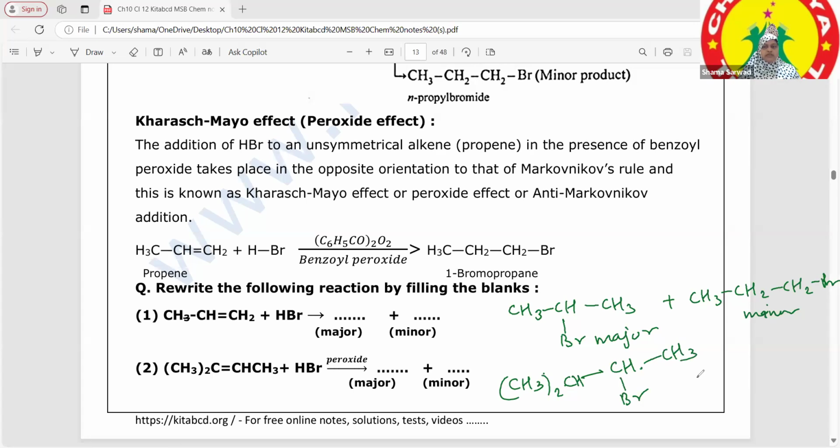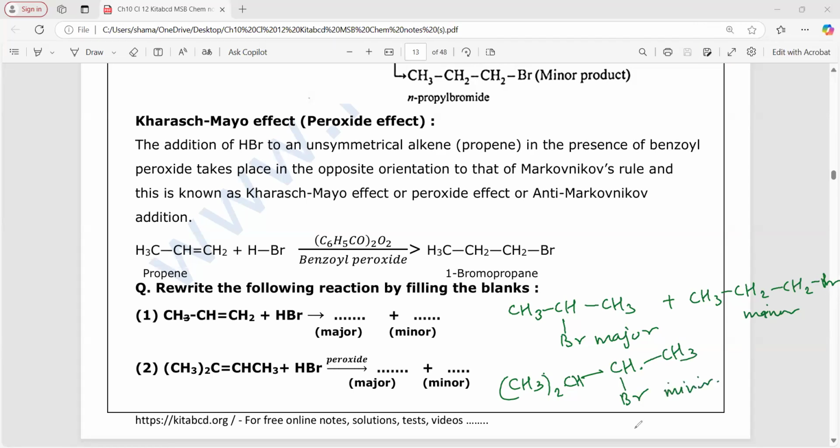Would this be major or minor? Minor, because it has the least number of hydrogens. This hydrogen is gone, no? So this will be major, and if it would go here, that would be minor. Correct? I'll check the answer and let you know. Just a minute.